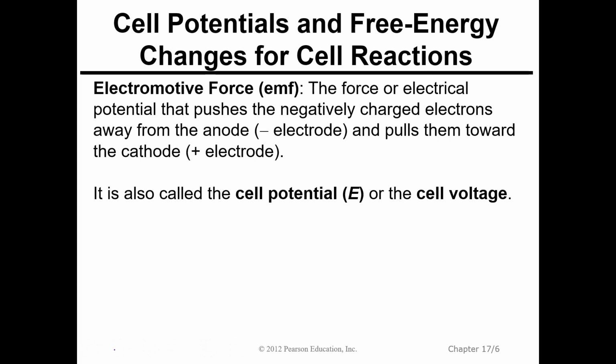So the force or electrical potential that pushes those electrons away from the anode and pulls them towards the cathode is called the electromotive force. Sometimes we also call that the cell potential or the cell voltage. So you hear the term cell potential and cell voltage quite frequently. We don't use the term electromotive force quite as often, but it is technically the name for it.